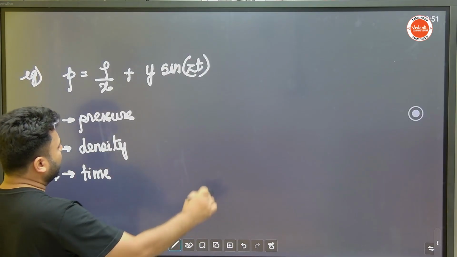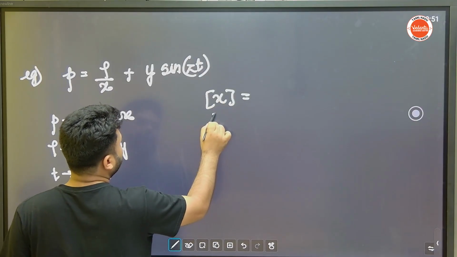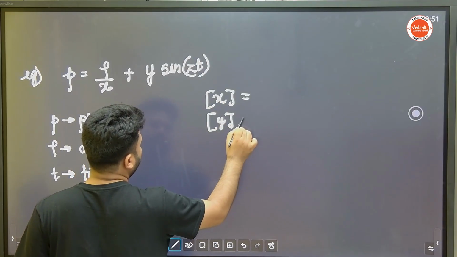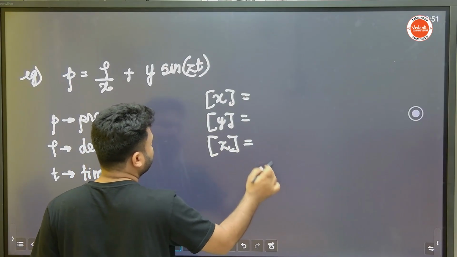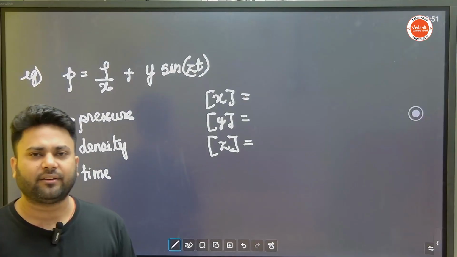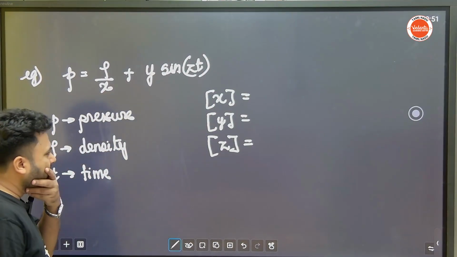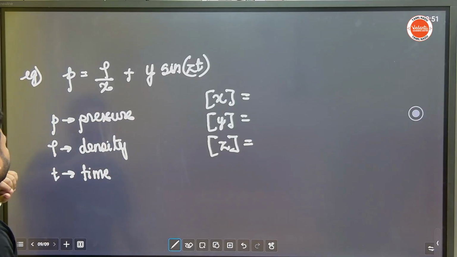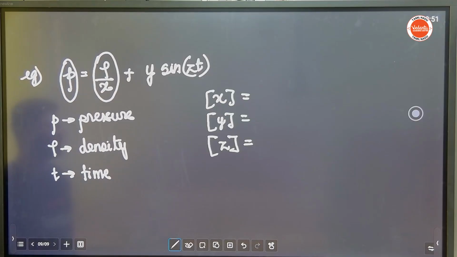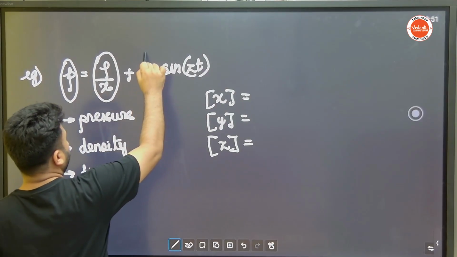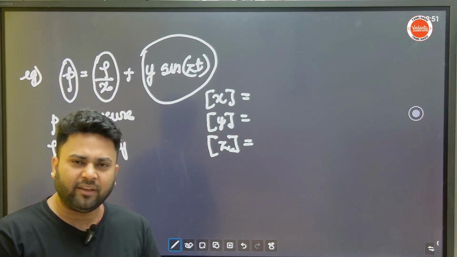Our duty is to find the dimension of x, find the dimension of y, and find the dimension of z. These three things we have to find. So let's find. One thing is sure, that the dimension of P and the dimension of rho by x will be the same, and all these three terms should have the same dimension.